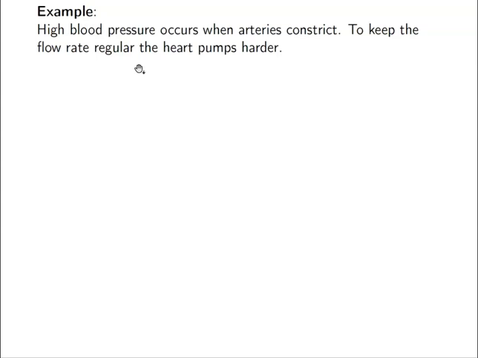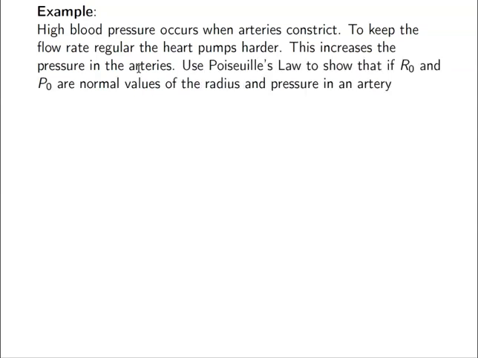So to keep the flow rate regular, I have to pump harder because there is an obstruction or a constriction. The tube that I'm going through is smaller, right? So this is going to increase the pressure. If I have to pump harder, there's more pressure going through the arteries, the pipe, what have you. Okay. So using the previous law, Poiseuille's law, to show that the initial radius, outer radius, and the initial pressure are normal values of the radius and pressure in an artery, and the constricted values are R and P, right?